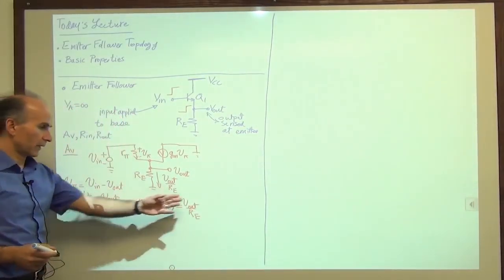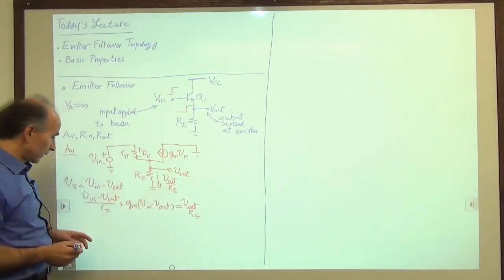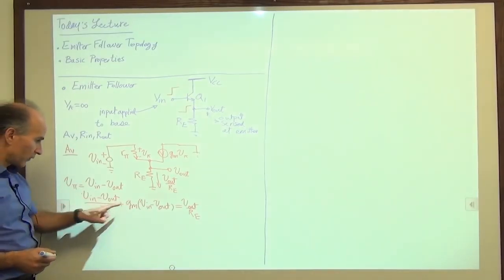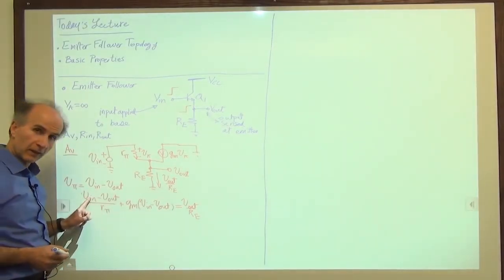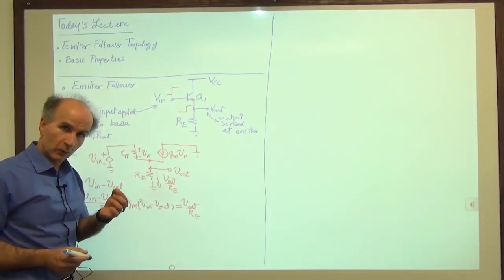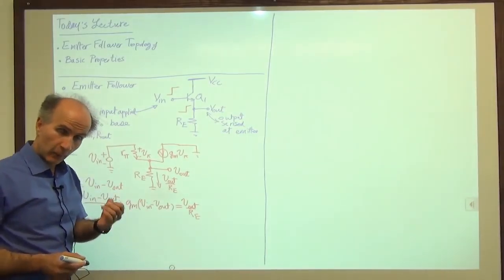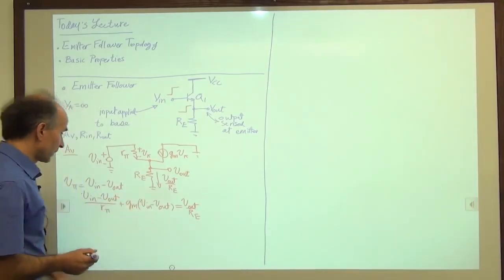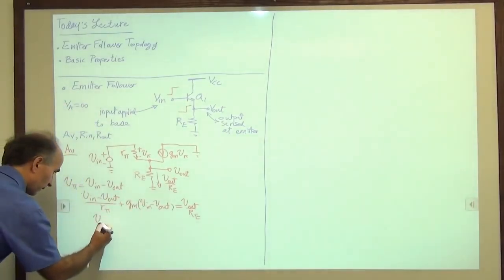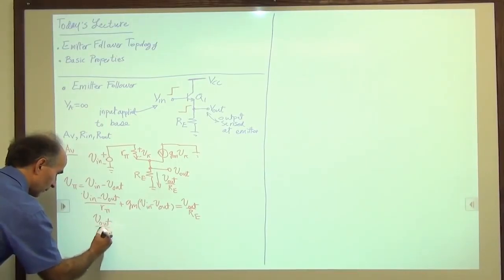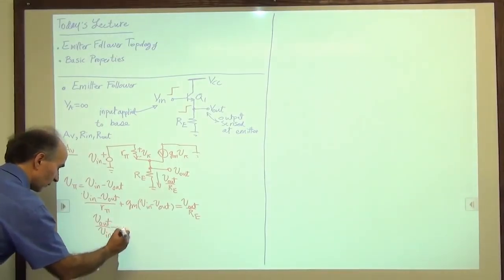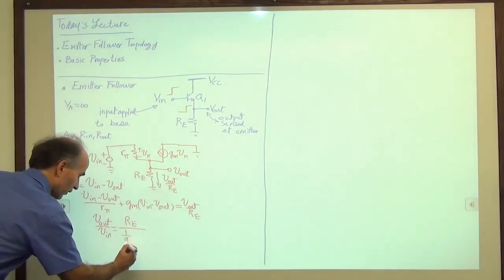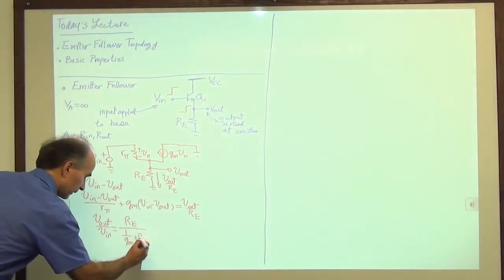So we bring V out to the other side, factor, etc. You can immediately see that we will have a 1 plus GMR pi here, for example, for V in. 1 plus GMR pi is equal to 1 plus beta. We'll assume 1 plus beta is approximately equal to beta. And then simplify, and this is what we get. We get V out over V in is equal to RE over 1 over GM plus RE.